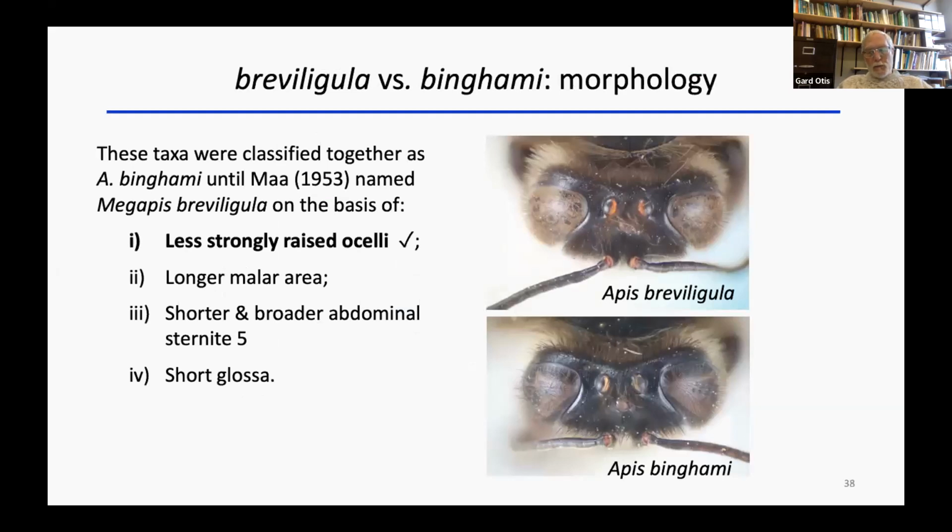So I show this picture because, as you've seen, Breviligula and Binghami are more similar to each other. Their head shapes are more similar.